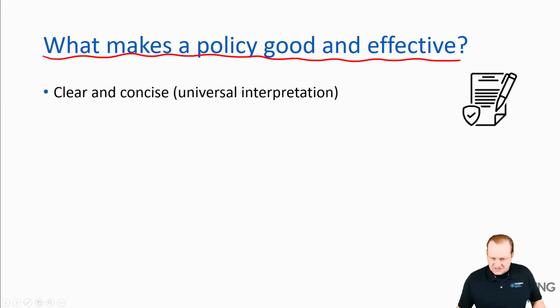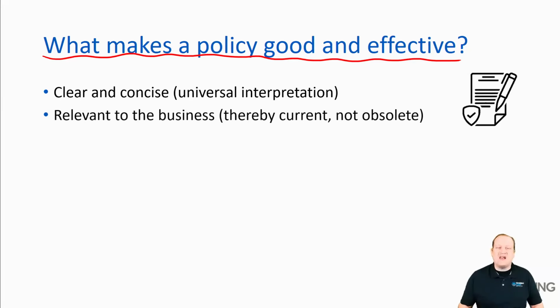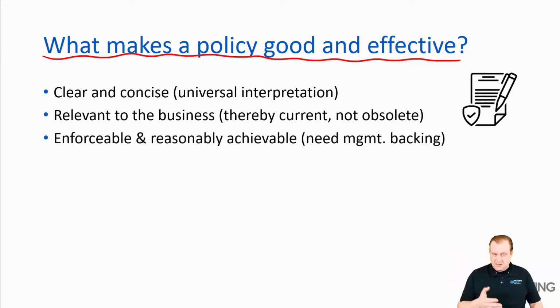Yeah, we want it clear and concise. We want something that has a universal interpretation, nice and clear about what they're getting at. I don't want there to be multiple interpretations for a good policy. Of course, if we have multiple interpretations, then it's not a good policy. We want it to be relevant to the business, thereby current and not obsolete. If we got policies that no longer pertain because, whatever, we got rid of Wi-Fi, well, then we don't need the Wi-Fi policy anymore. Archive it, get it out of the employee handbook. They don't need unnecessary stuff. Confuses the hell out of people.